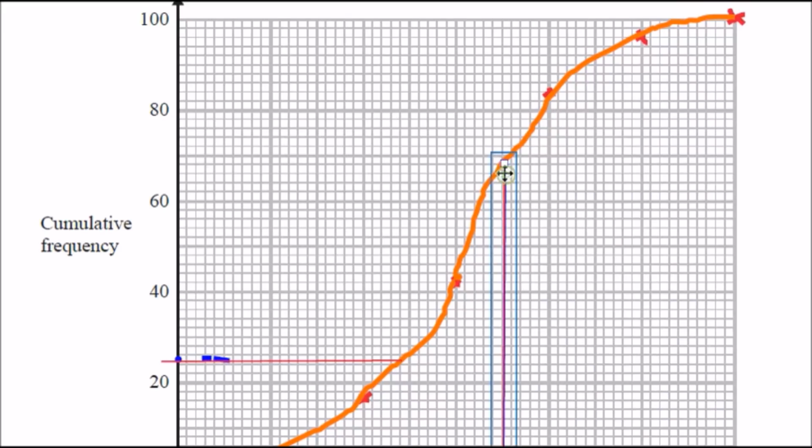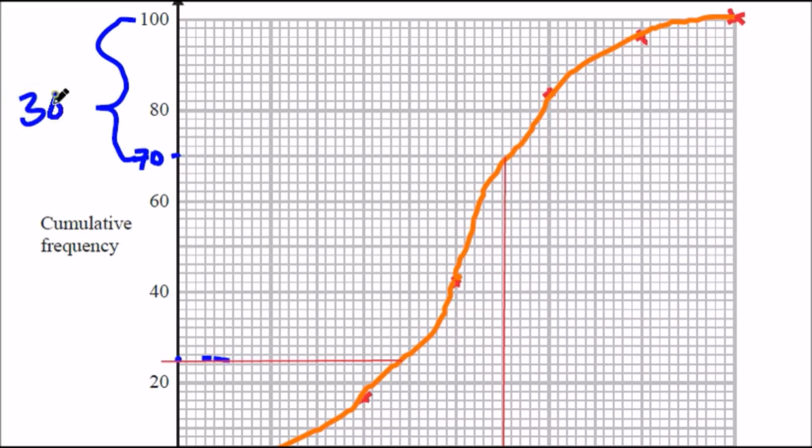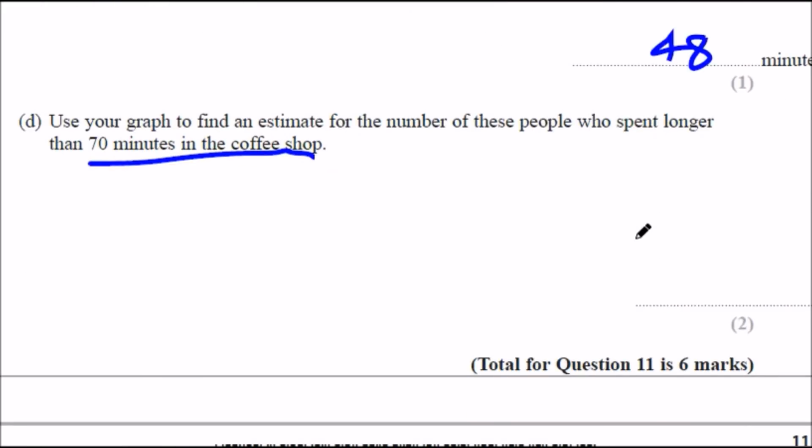I think the curve should have been a bit higher actually. I feel like it should have hit this figure here. But anyway, that's the 70 minute mark. Let me draw that in. So this total range of people represents exactly 30, because the difference here is 30. So I would say about 30 people spend longer than 70 minutes in a coffee shop.